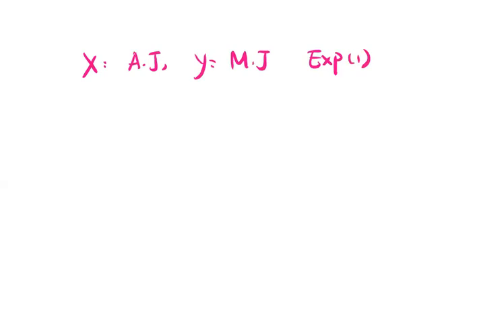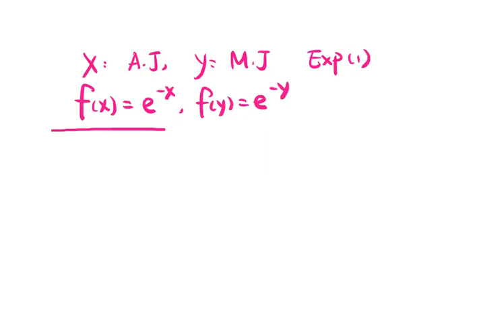So what you know is f_X is e to the negative x, and f_Y is e to the negative y. Okay, so this is the starting point. So question 1 is asking: if AJ brings his car in at time 0 and MJ brings her car in at time t, what's the probability that MJ's car is ready before AJ's car?